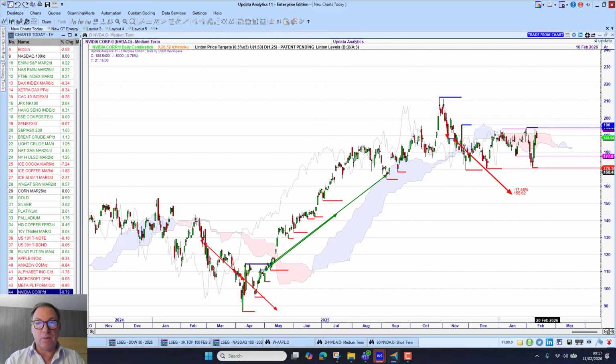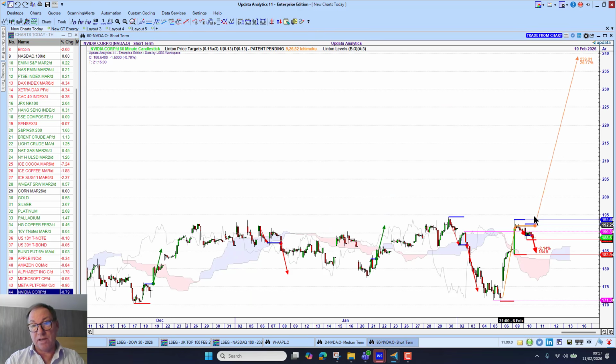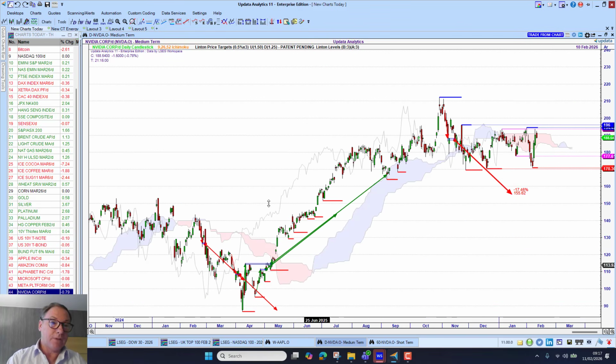A break below 170 would be bad, and we have got this downside target. And then, of course, you've got the 60-minute chart waiting to see if we activate this upside target. But for the moment, that's NVIDIA. So really quite key there to watch.